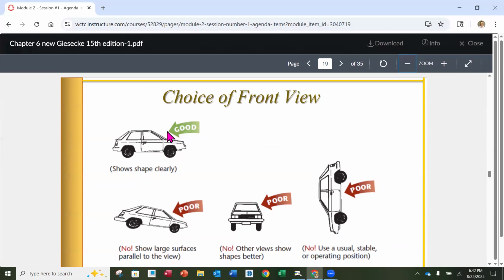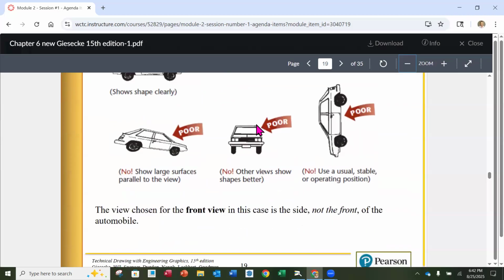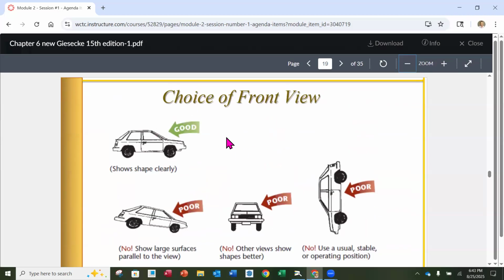So that's how you want to look at everything. Am I getting more and more clear information from adding a view? Like I said, 2 minimum, 3 covers a lot. You might have to add 4s and 5s if you need to. And then the other orientations here, now this would be a poor choice for a front view, but not for a right side view.